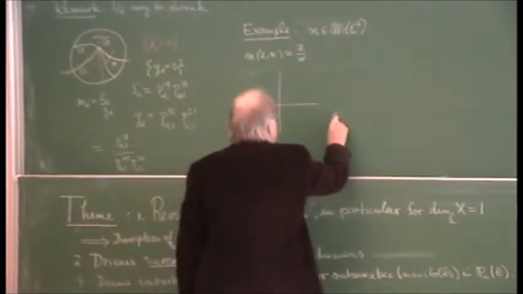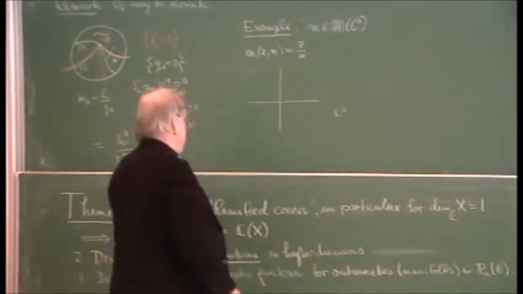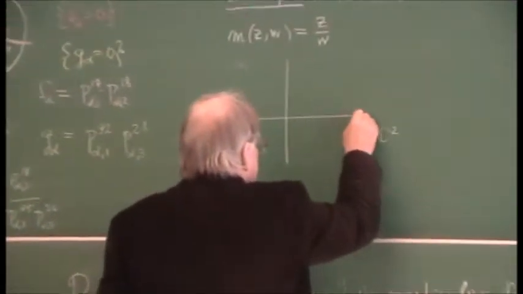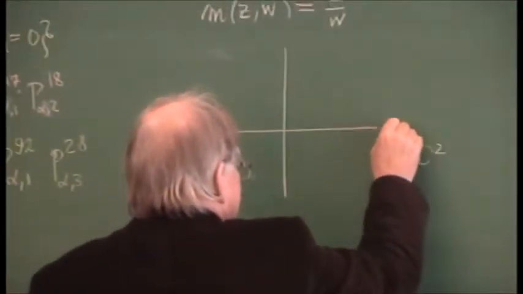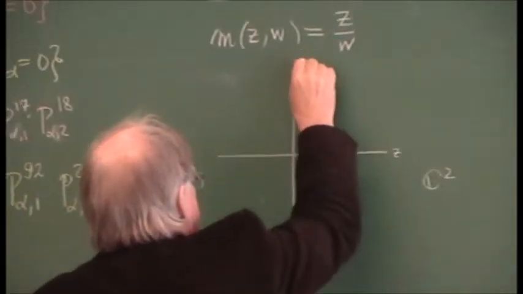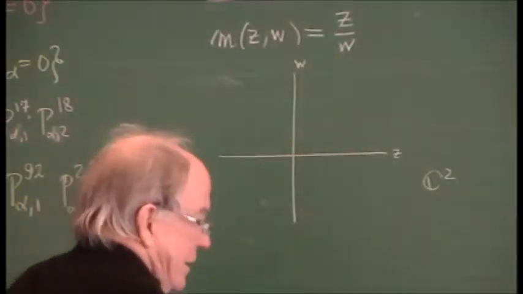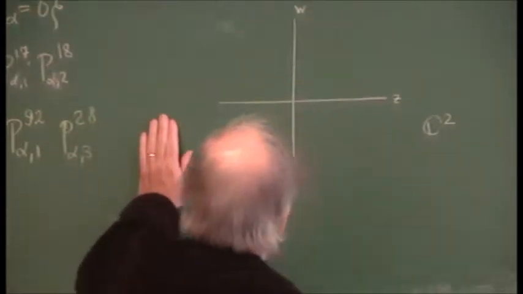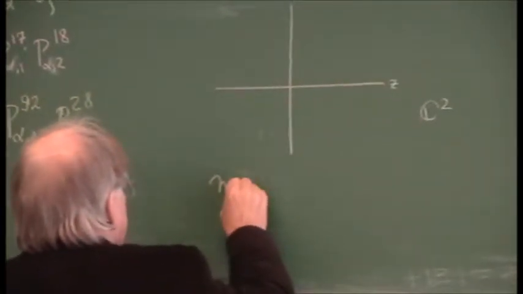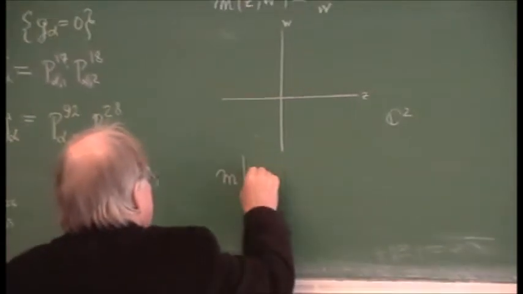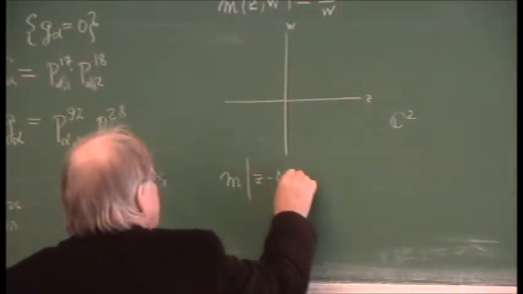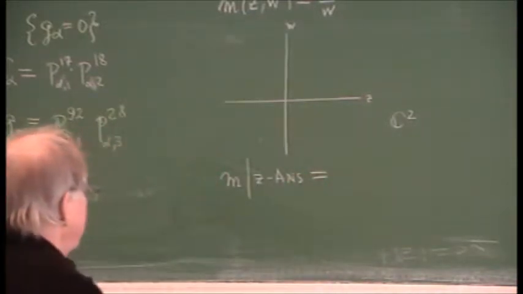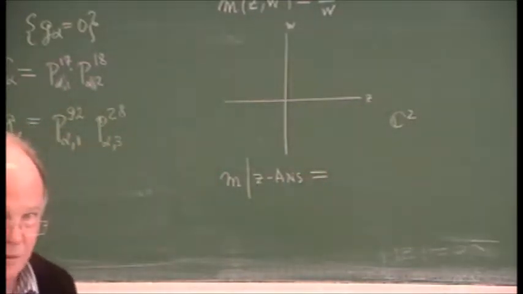Here's the complex plane. This is the z-axis, and this is the w-axis. Well, let's see what happens here. Let's restrict this function to the z-axis. The z-axis is where w is 0.